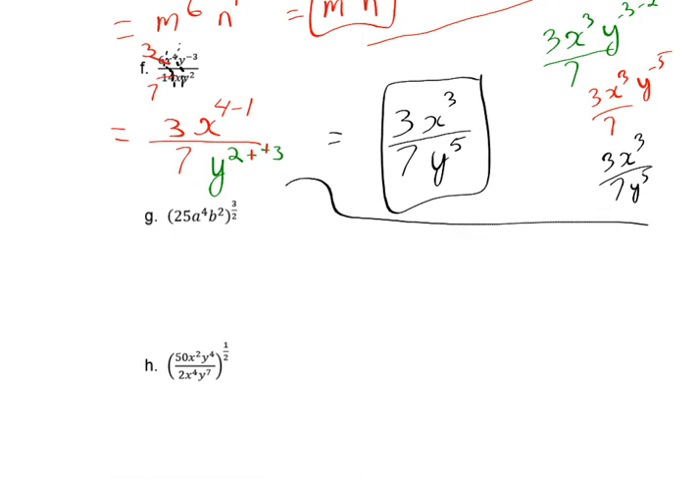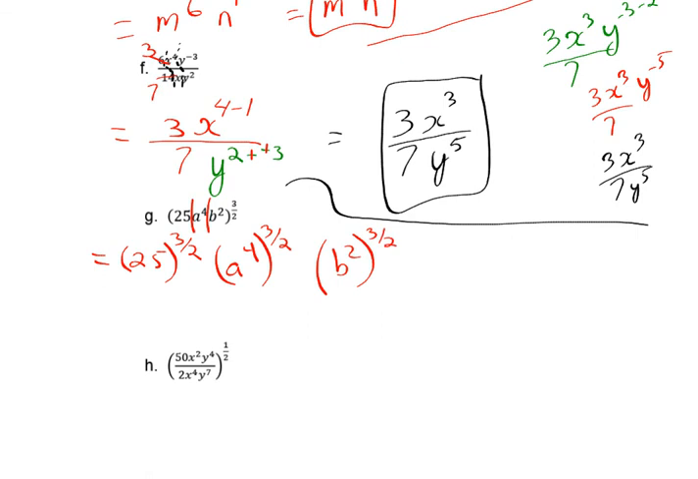Whew. Apply that 3/2 into all the parts. 25, a's and b's. 3 different parts. Apply it to all 3. Now, some of you can do all of this part in your head, and that's okay. I'm going to show all the steps. 25 to the 3/2. Don't punch it into your calculator. Use your strategies. What does a half exponent actually mean?